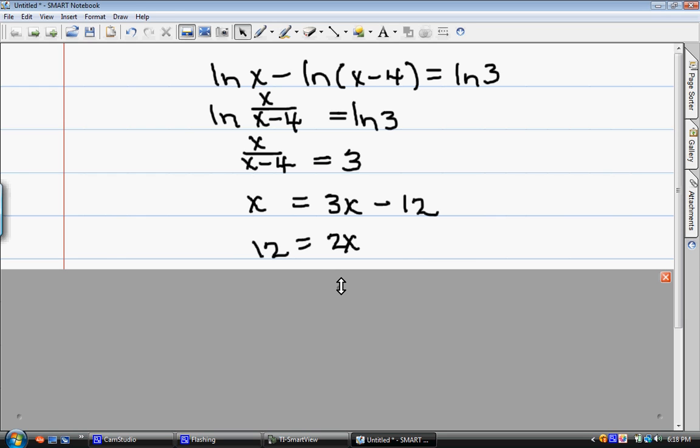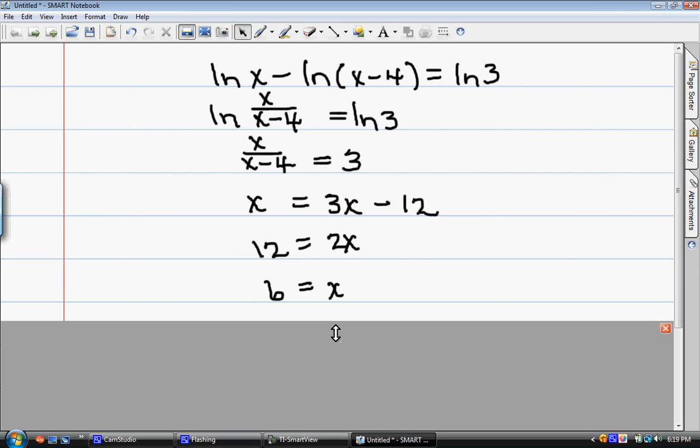Now this one is also important: you take this answer of 6 and plug it back in. You cannot take logs or natural logs of negative numbers, so you want to make sure that you're taking logs or natural logs of positive numbers. I can put a 6 here, and it's perfectly fine to take the natural log of 6.